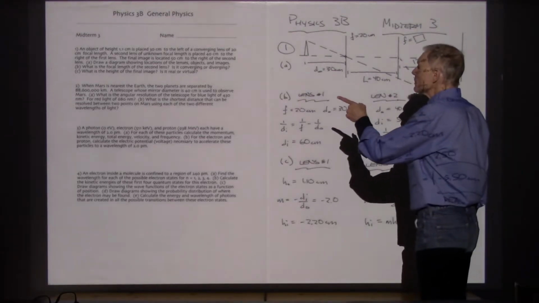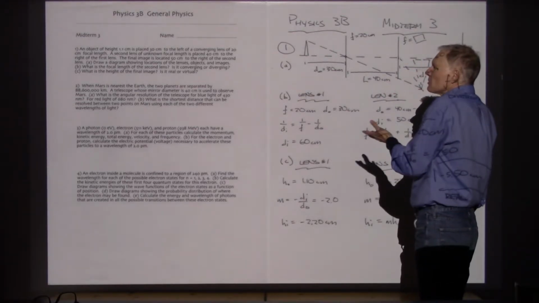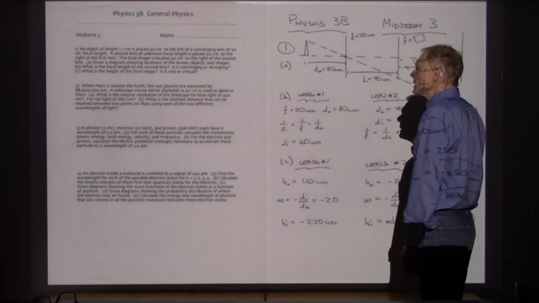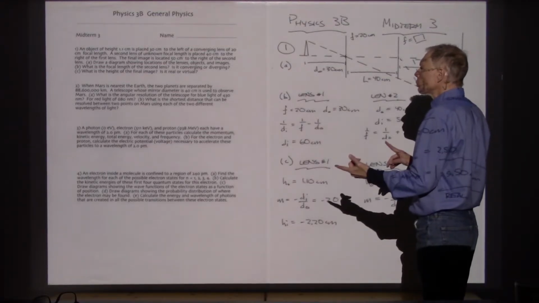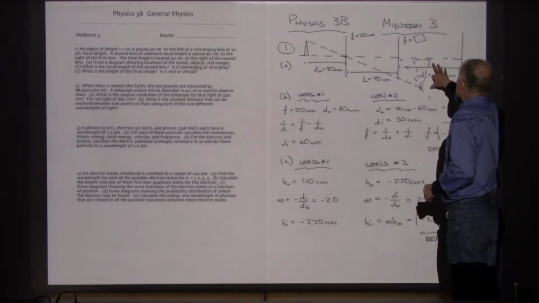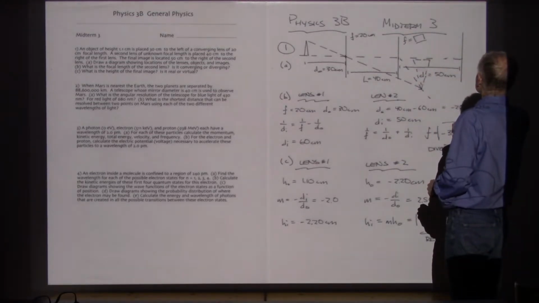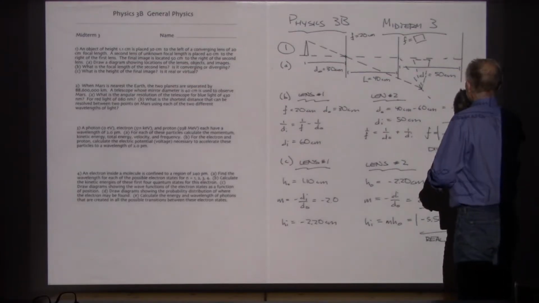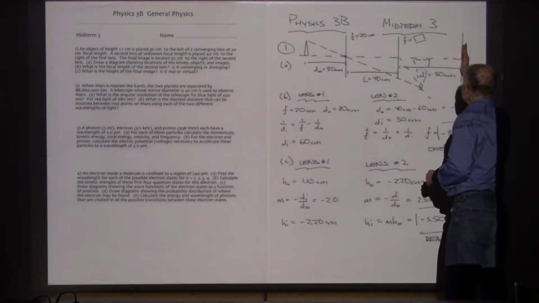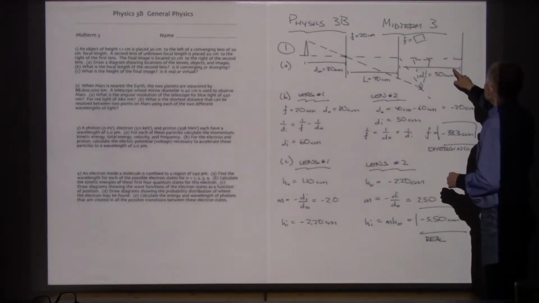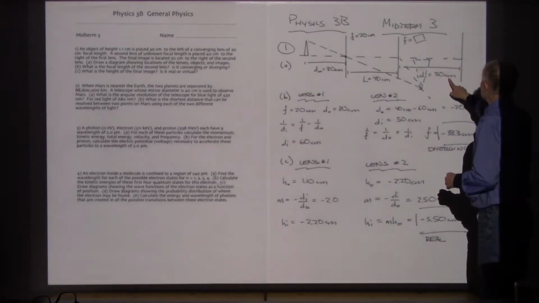Now in part C of the problem, it comes back and starts talking about the final image. Is that going to be real or virtual? What's its height going to be? Well, it's going to be real, right? The final image is here, and that's going to be real. And I didn't get that added in my diagram, did I?